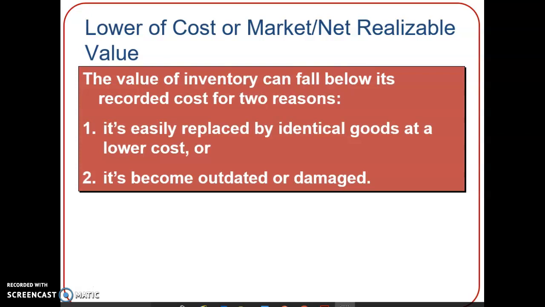Alright, but sometimes the true value, if we use that term, of the inventory can fall below its recorded historical cost. So remember, at the beginning of the semester, we had that discussion about historical cost versus current value. You know, the two individuals, Jason and Emily, their personal belongings and what's the value of their personal belongings. So long story short, the reason is the inventory could become outdated or damaged.